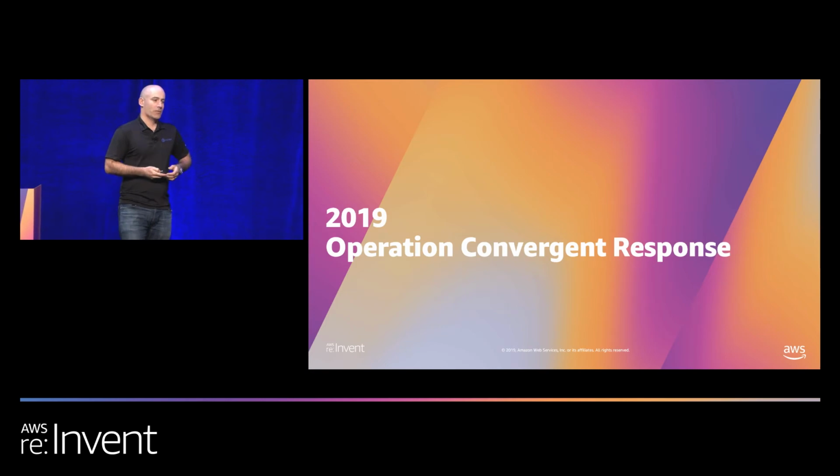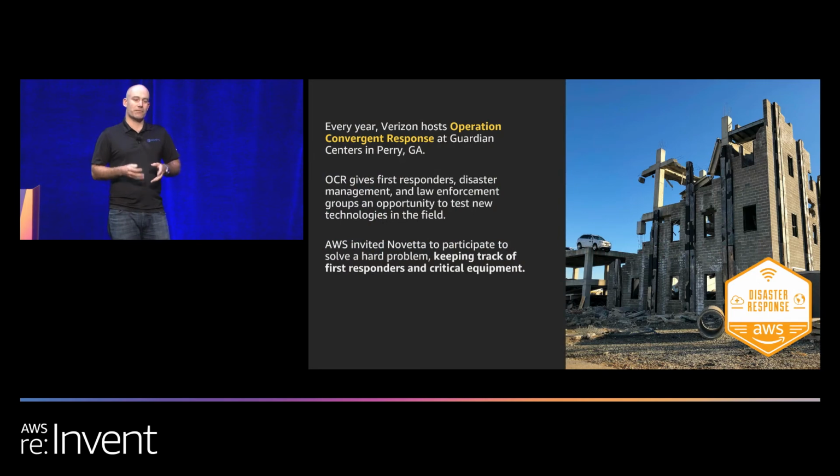So, first, what is Operation Convergent Response? This is a fantastic opportunity to go out in the field with Verizon and AWS to actually serve during live scenarios at a place called the Guardian Centers in Perry, Georgia. The Guardian Centers is a full-scale facility that can simulate things like floods, counter-terror situations. I literally saw helicopters landing on buildings at this place 2 weeks ago, right? So the idea is Operation Convergent Response gives first responders, disaster management, and law enforcement groups an opportunity to come together to see how solutions work.